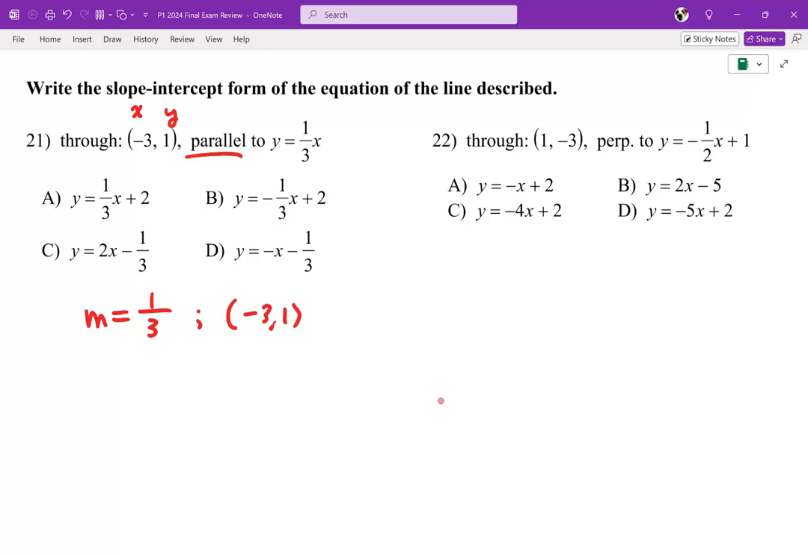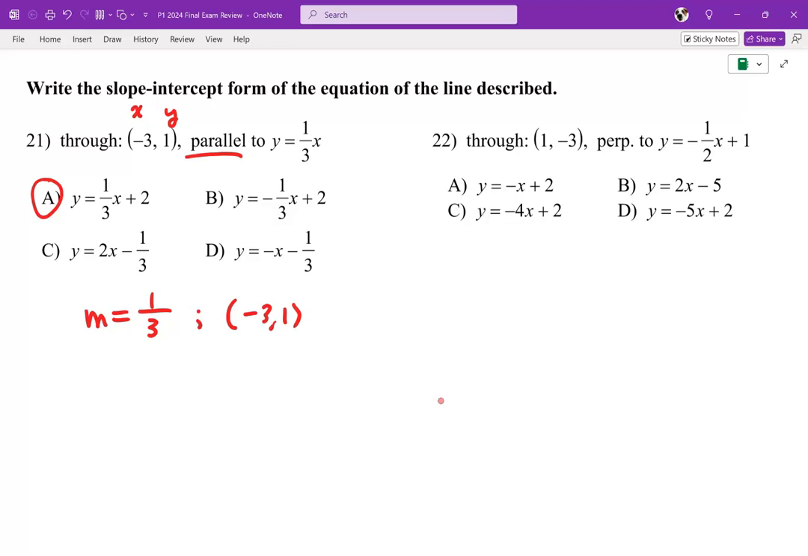But just so you know, you should be able to answer this right now without doing any more work. Which one is my answer? It's A. How do I know it's A? Well, I just told you that the slope has to be 1/3. This one has a slope of 2. This one has a slope of negative 1/3. This one has a slope of negative 1.